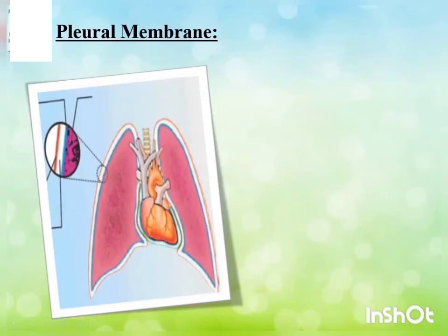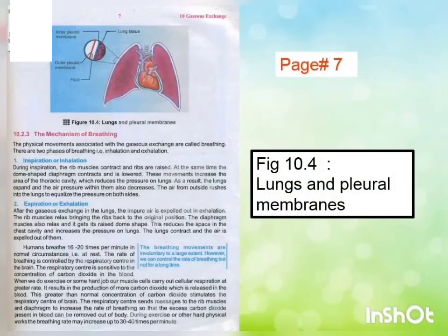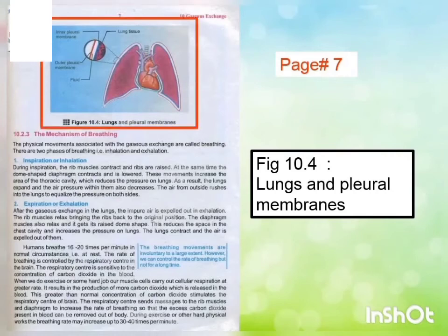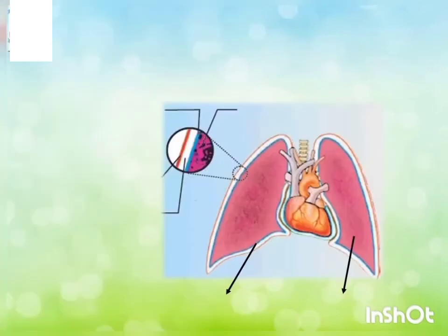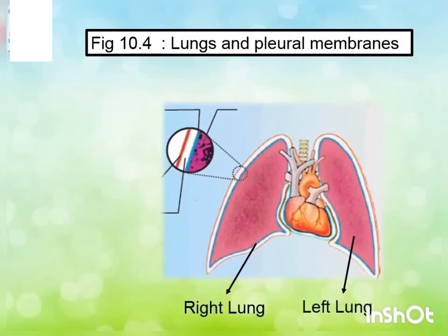Okay students, open page number 7. Figure 10.4, lungs and pleural membranes. Now let's have a more clear view of figure 10.4. That is lungs and pleural membranes. Now let's label the diagram. This is the right lung and this is the left lung.